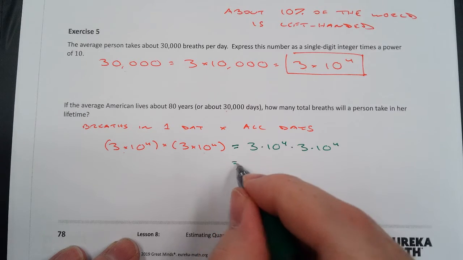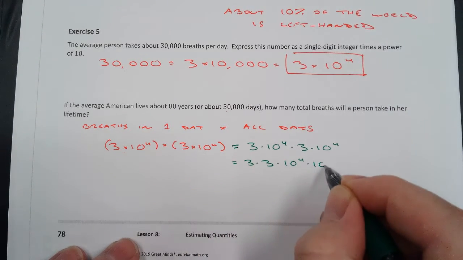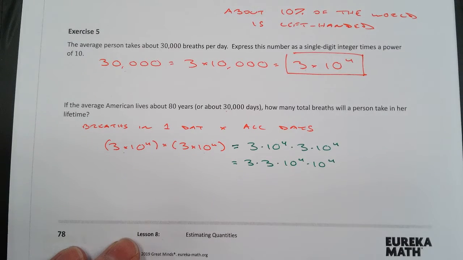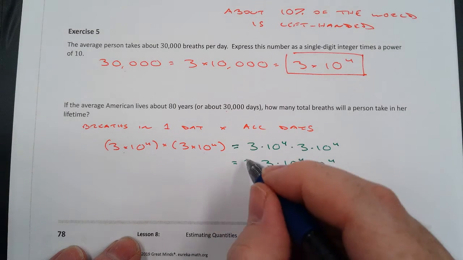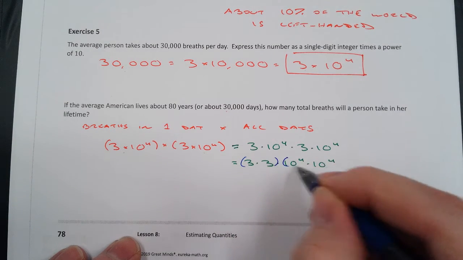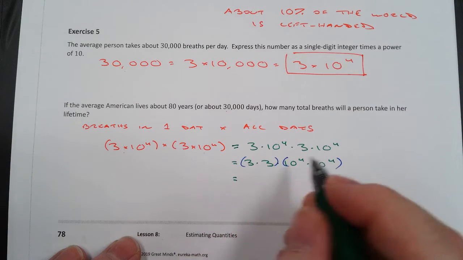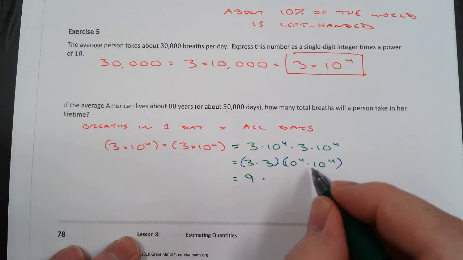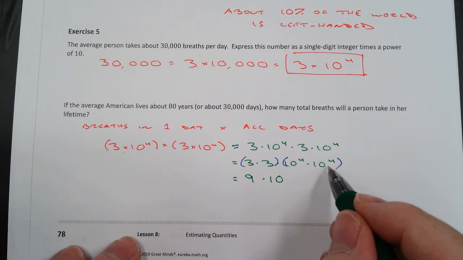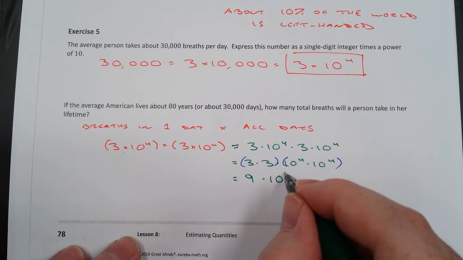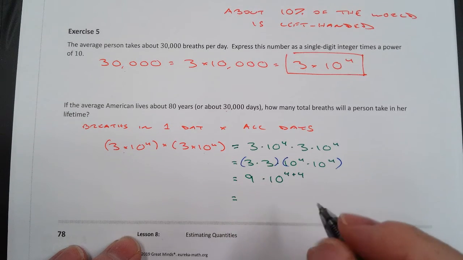And because it's all multiplication, I can use the commutative property to move things around so that like terms are next to each other. And I can use the associative property to do things in whatever order I want, because this is also all multiplication. 3 times 3 is 9. 10 to the 4th times 10 to the 4th. Remember when we multiply exponents with the same base, we just add the exponents.